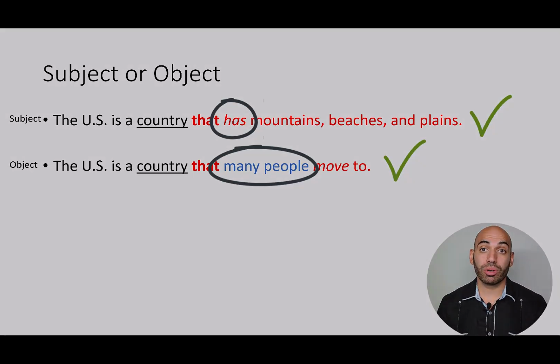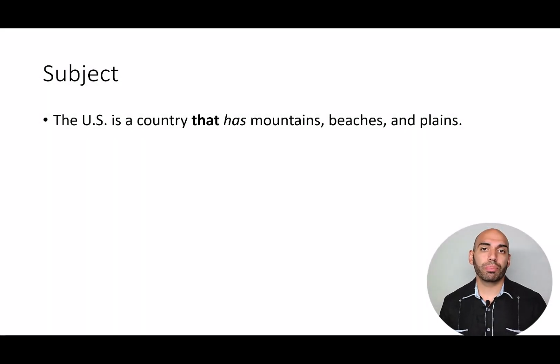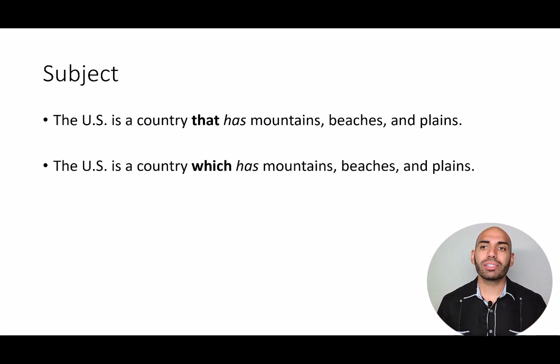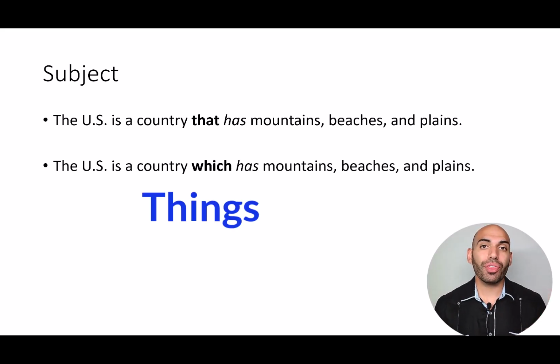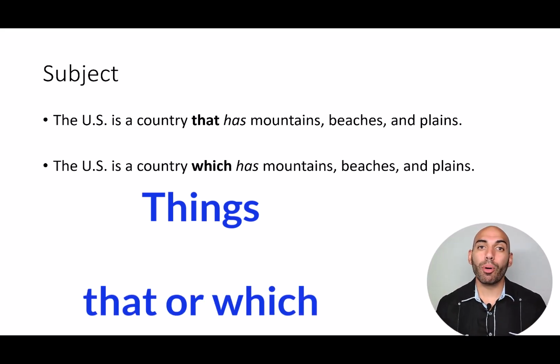So let's look at some more examples. The U.S. is a country that has mountains, beaches, and plains. Okay, teacher, you already told me that. Number 2. The U.S. is a country which has mountains, beaches, and plains. This looks like the same sentence. It is the same sentence. Remember, for things, we can use that or which. So both of these sentences are exactly the same.